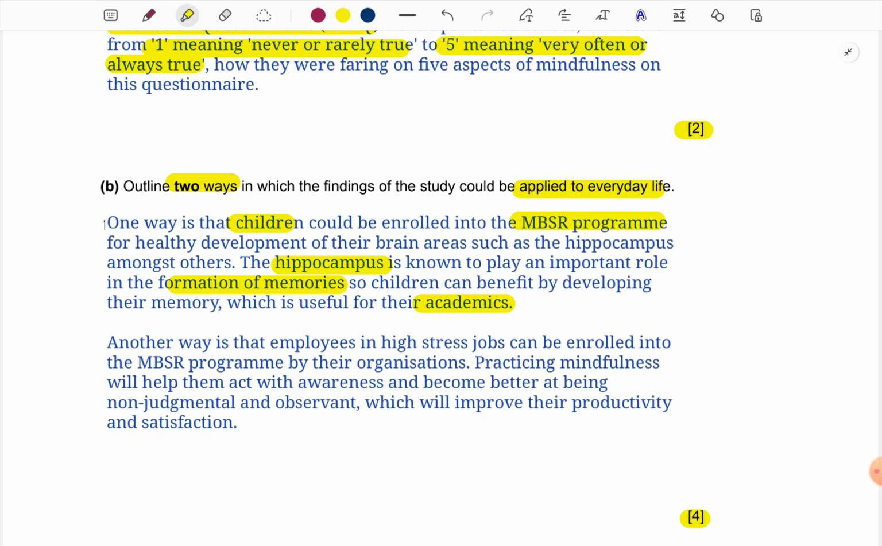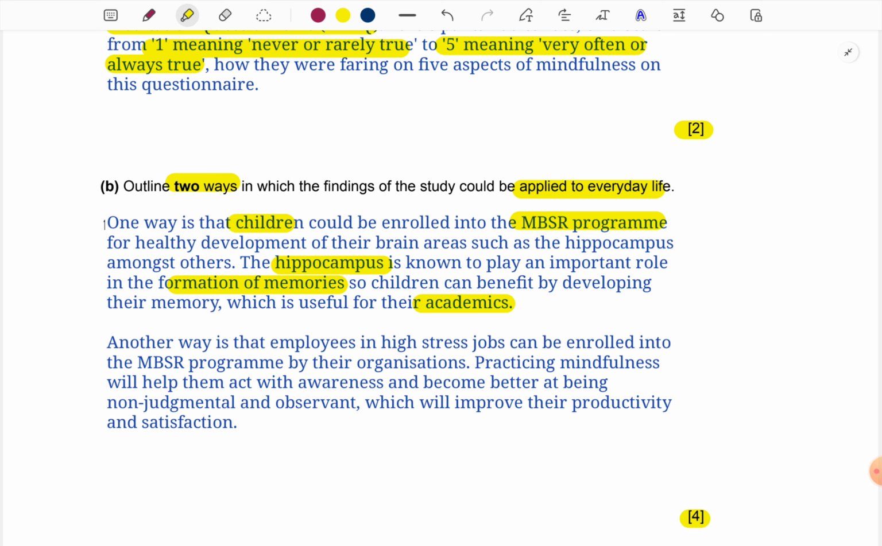So because the hippocampus helps in the formation of memories, and that's what students need in their academic life a lot, that is why mindfulness based practice can be very useful to them. So this is how you have to explain concretely.